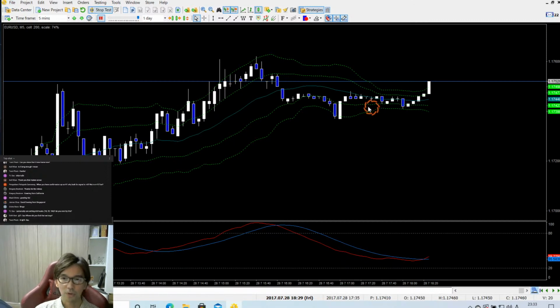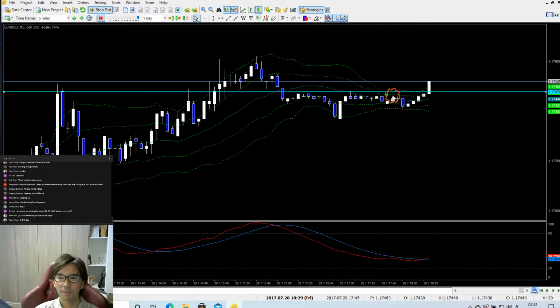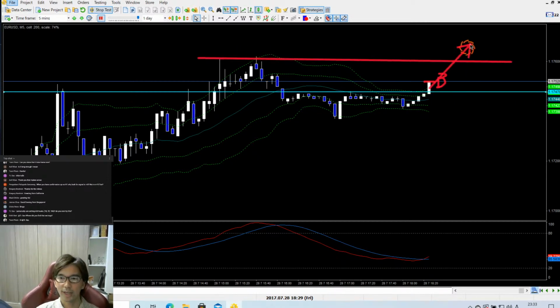And also there is a previous high breakout. There is a previous high breakout at this level. So exactly here, that will be a buy chance. And I expect the market to break the previous high and continue to go up this way.